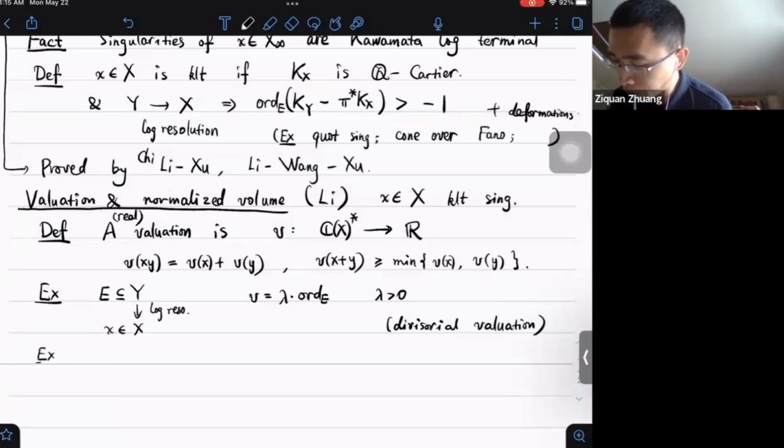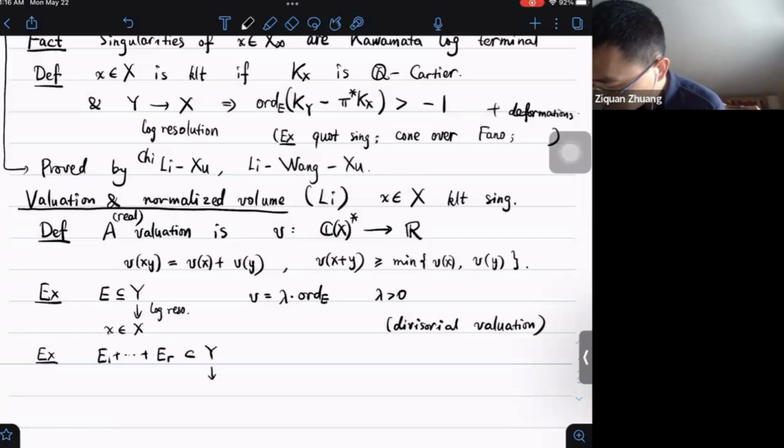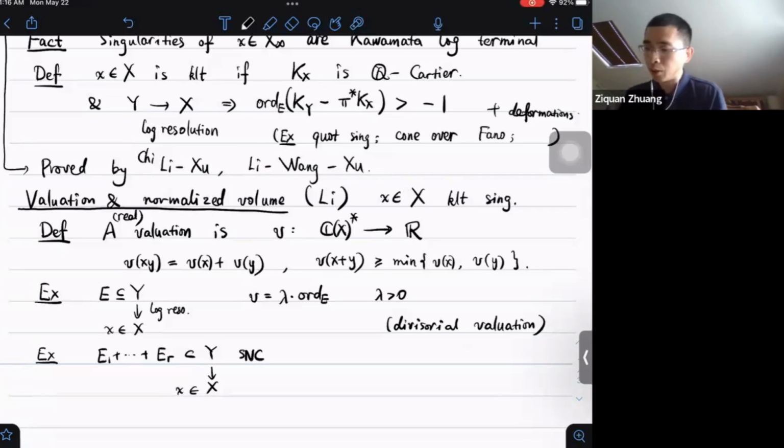And another example you can think of is called quasi-monomial valuation. So instead of having one divisor, I take multiple divisors and then look at the intersection of their strata. So let me write it down. So again, there's some log resolution, but then I choose a bunch of divisors on the resolution. So on the top, there's simple normal crossing. And then along the intersection of these E_i, I can assign different weights along different components.